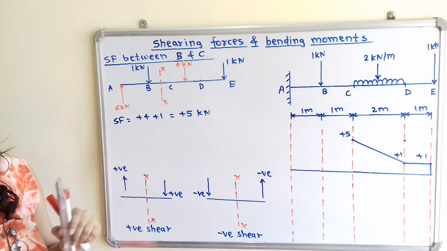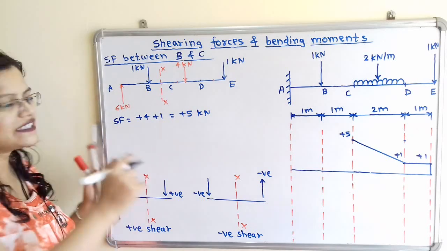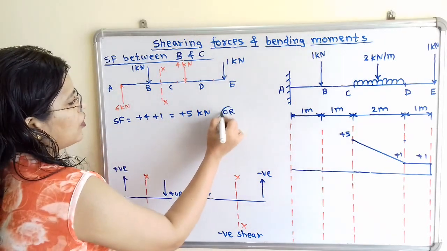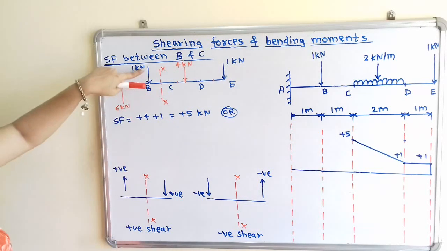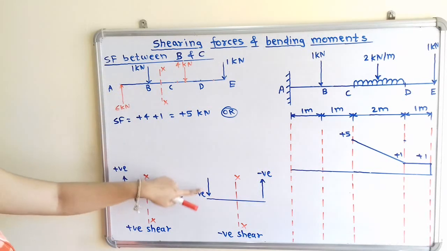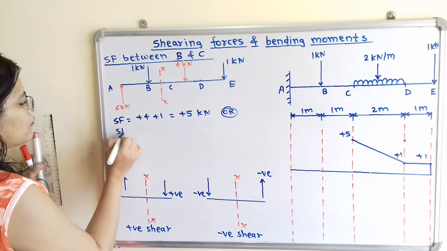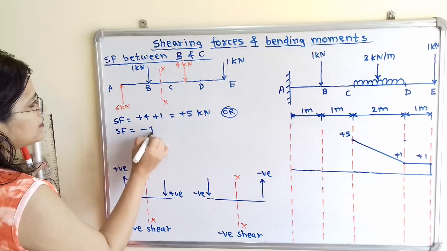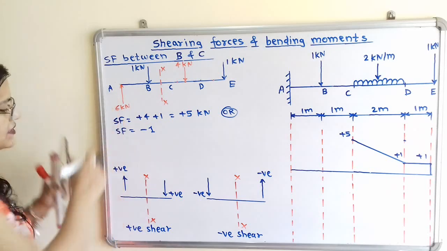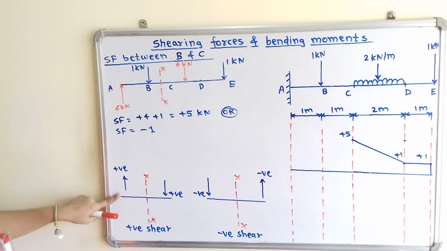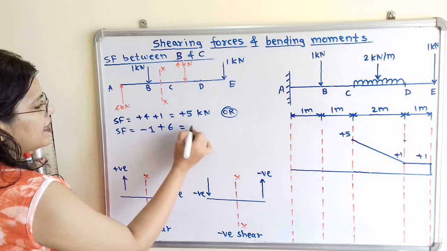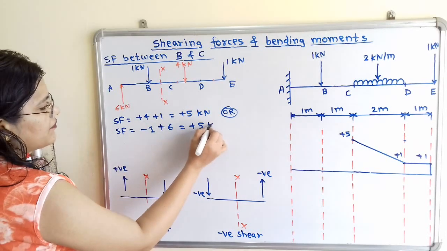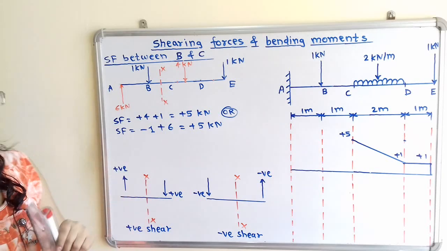Now we will take the second way to calculate, or summation of forces on left hand side. So on left hand side here this force is downward direction. So for this downward direction we will take -1, and this force is in upward direction. So on left hand side for upward direction we will take positive sign +6, and that is also equal to +5 kilonewton. Now we will mark the point.